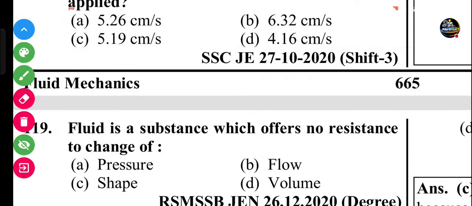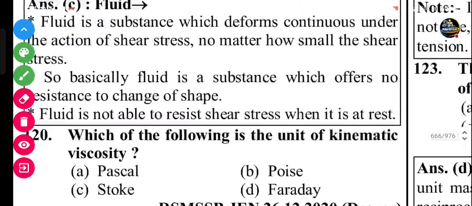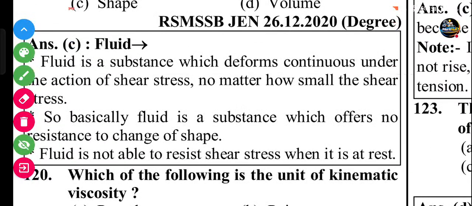Next question, fluid is a substance which offers no resistance to change of: pressure, flow, shape, volume. Shape. For change of shape, no resistance is offered. The explanation: fluid is a substance which deforms continuously under the action of shear stresses, no matter how small the shear stresses. So basically, the fluid is a substance which offers no resistance to the change of shape. Fluid is not able to resist the shear stresses when it is at rest.